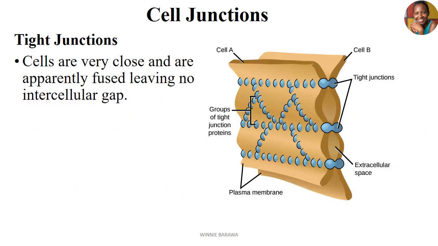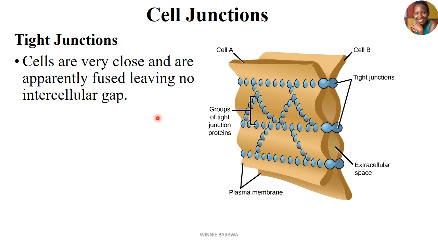Second type of junction is the tight junction. And just like the name describes it, this junction is very tight. The cells are very close to one another and apparently fused, leaving no intercellular gap or intercellular space. For the desmosomes, remember it has an intercellular space of around 25 nanometers in width. But for the tight junction, we do not have this.